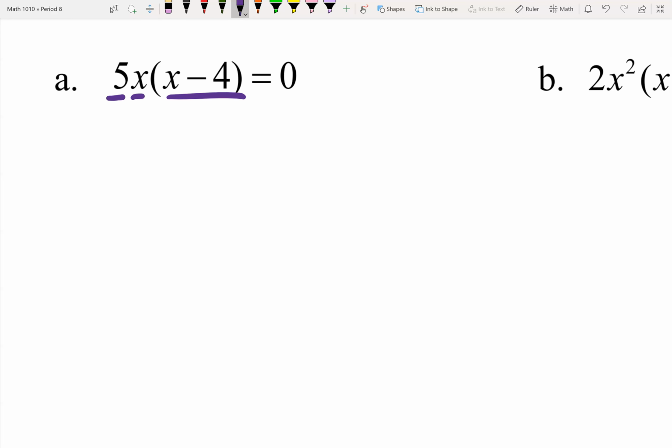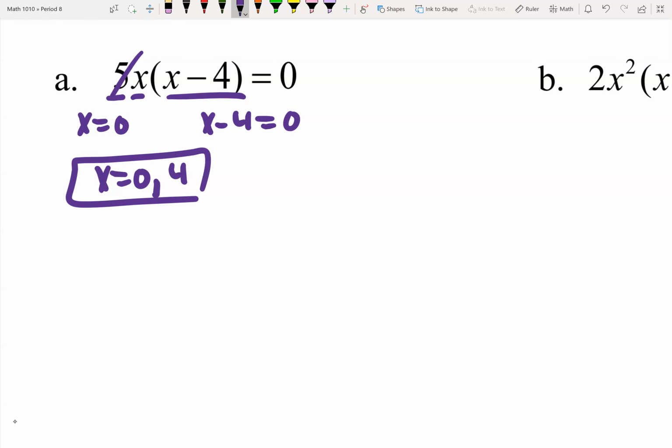Can 5 be 0? Tell me. No. So that gives you nothing. If you set, everybody go, x equals 0, x minus 4 equals 0. I'm not going to make you write that on your paper. I'm just trying to show you. So the first answer is x equals 0. The second answer, the minus 4 comes over and becomes a plus 4. There are your answers and you're done. That's it. Just 0 and 4.